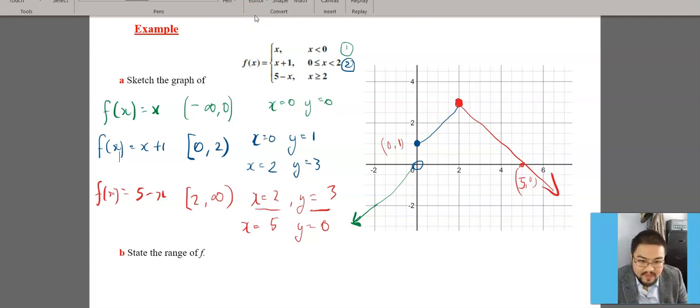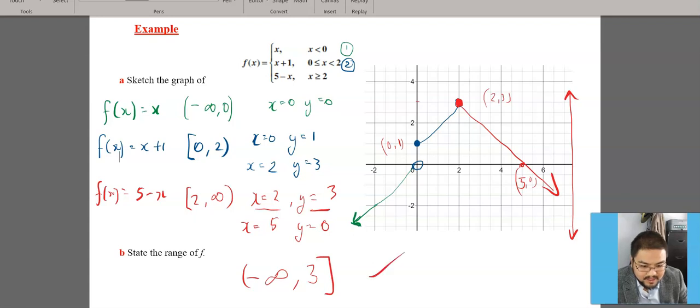So let's look at the range. The range of f is all the possible values in the y direction. So in this case, we can have all the values going from negative infinity to positive 3. And can it include 3? Yes, so that is the range.